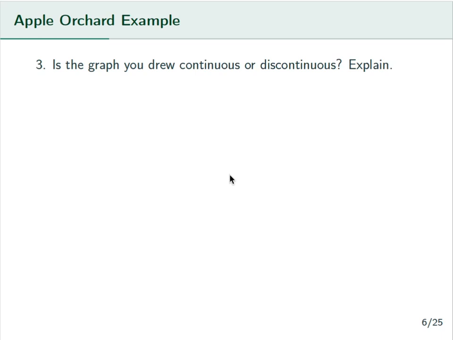So the next question. Again, if you need to, please pause the video and think about this. Is the graph you drew continuous or discontinuous? As in, was the graph just a curve, or even if it was a straight line, were there any discontinuities, or is it just a line?